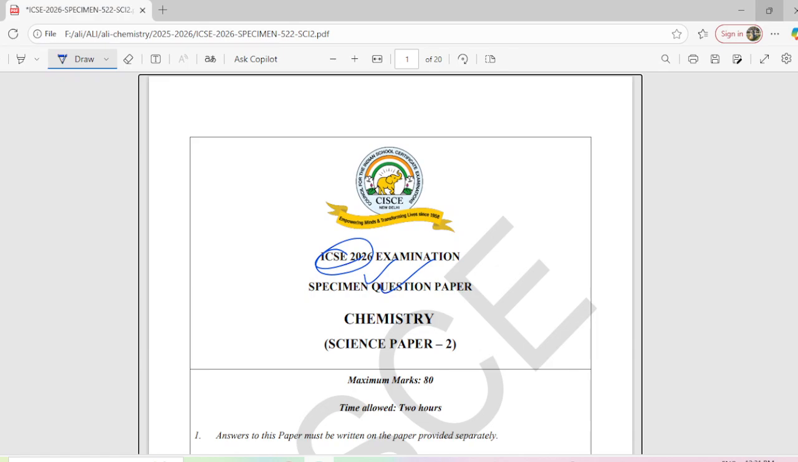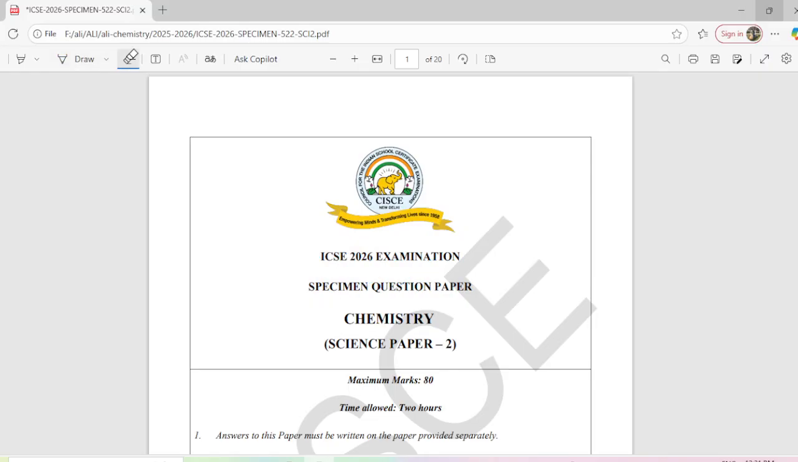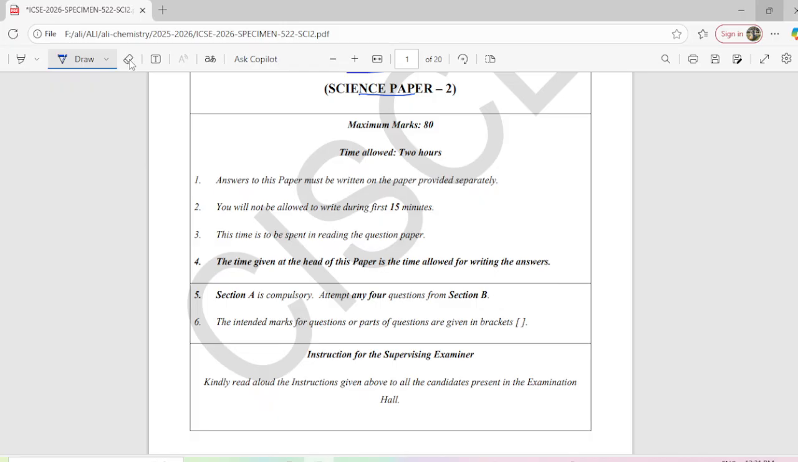Hello everyone. So today we are going to discuss the specimen paper given by the ICSE board for the class 10 board exams. You can see this is the ICSE 2026 examination specimen question paper for Chemistry, Science Paper 2, and this paper is for a total of 80 marks, and the total duration is 2 hours.